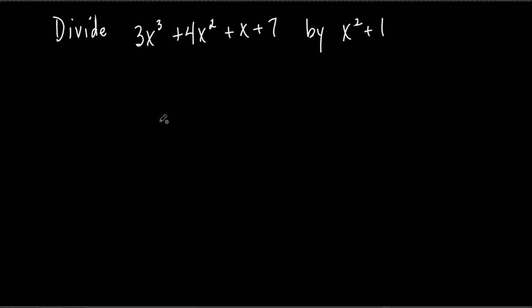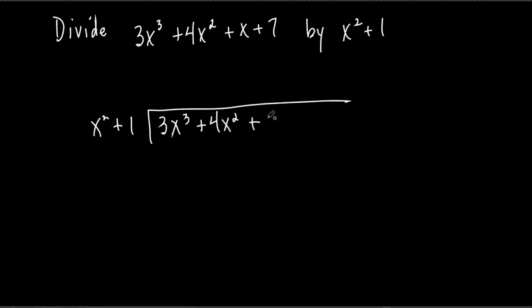So we got to set this thing up as a long division problem. So what goes on the outside here? Very good. x squared plus 1. What goes inside of here? All the other stuff, right? So it's going to be 3x cubed plus 4x squared plus x plus 7.